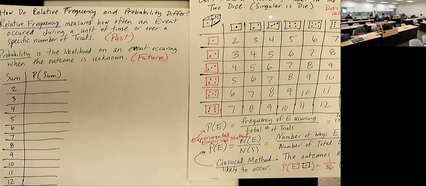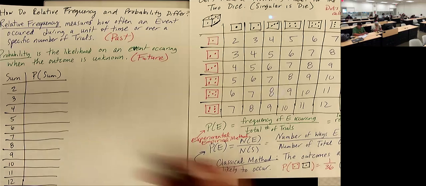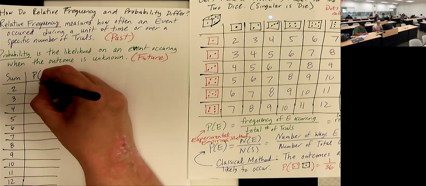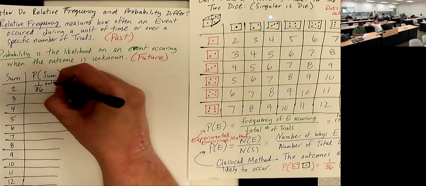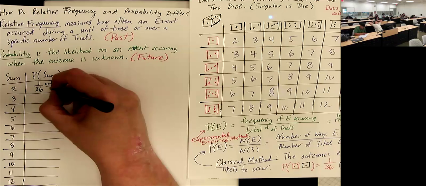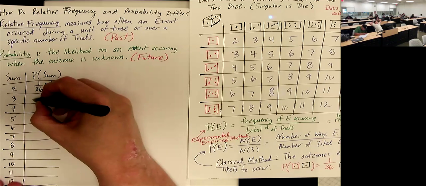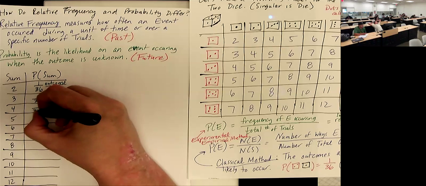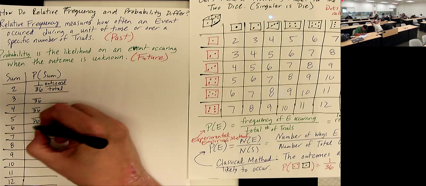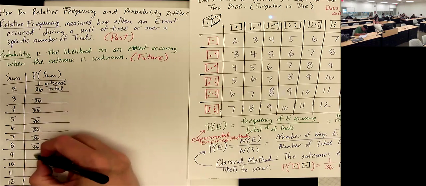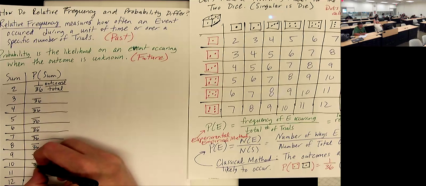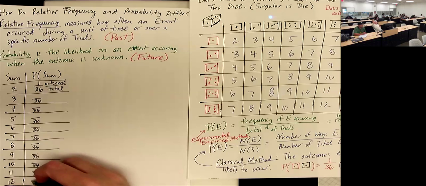How many different ways can I get a 2? There's just one, right? There are 36 outcomes, so the probability of getting a 2 is 1/36. One outcome over 36 total. All of these will have a denominator of 36. We can always, not always, but in some cases, simplify this and make a smaller fraction. But I'm not going to because I think it's a little easier to see what's going on here.